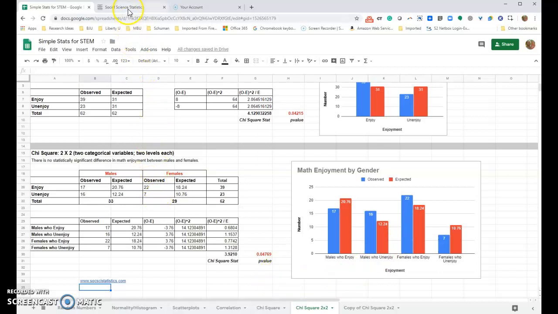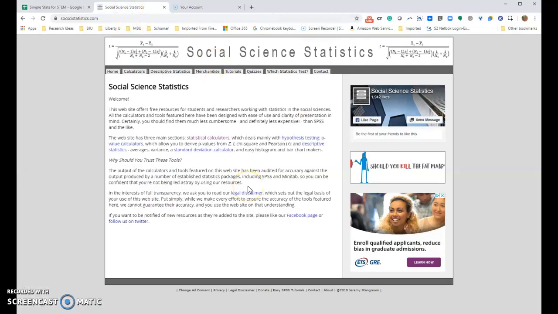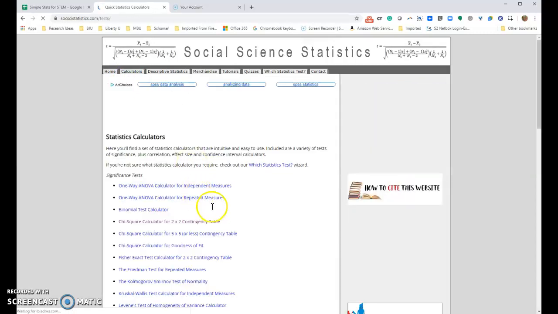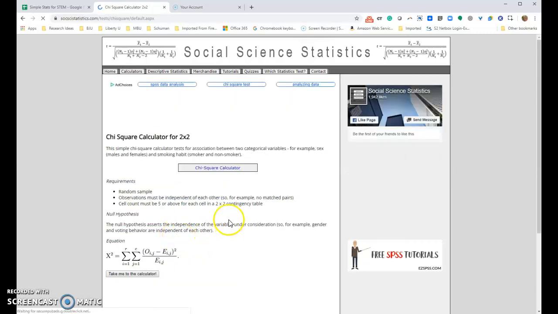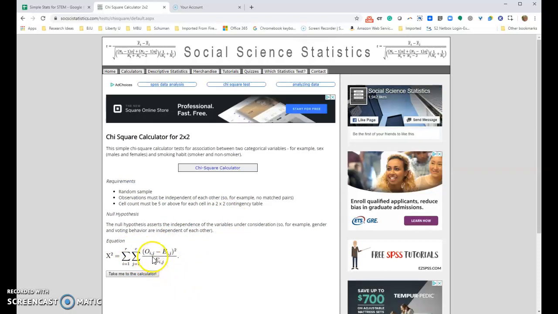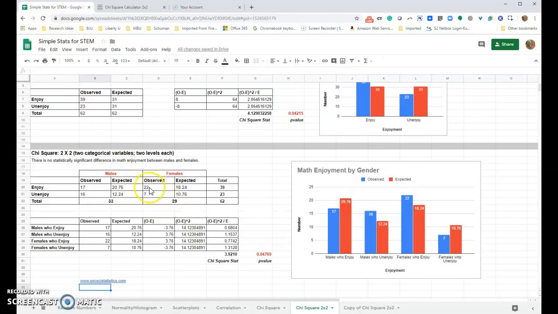I'm going to jump over to Social Science Statistics, and on this site I'm going to go over to Calculators. I'm going to use a chi-square 2x2 contingency table right here. Chi-square calculator for 2x2 means we have two variables, and in our case it is male and female, and then enjoyment and unenjoyment. So we're going to choose the 2x2. A chi-square can be used for many different variables. You saw a 5x5 there. And here is the formula, which we did in the contingency table right here.